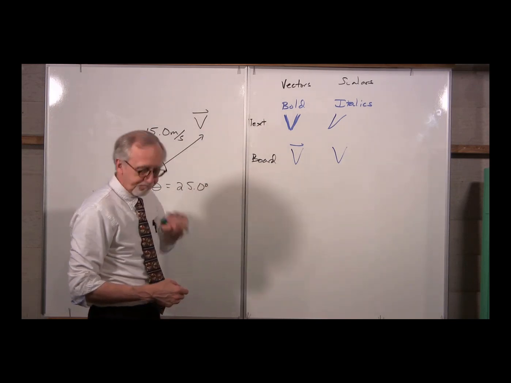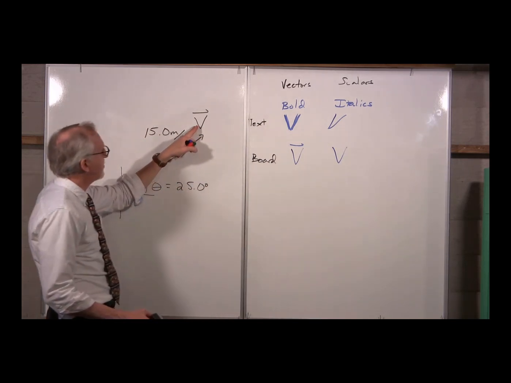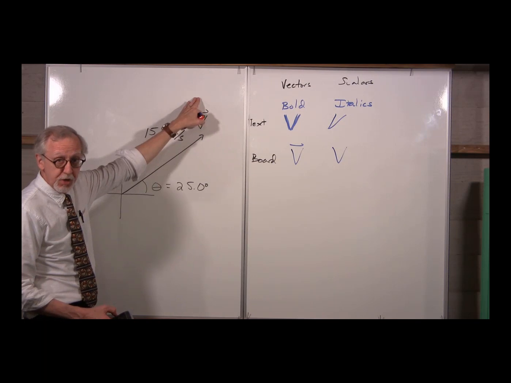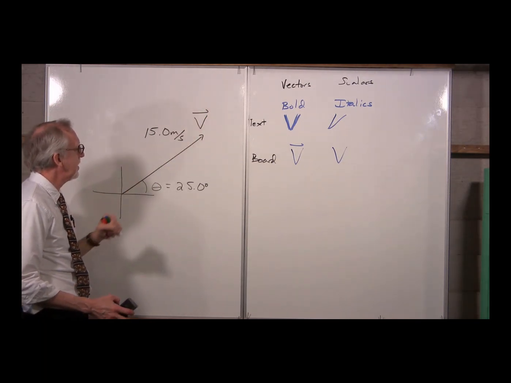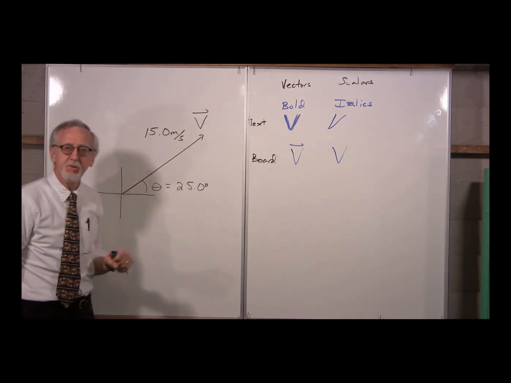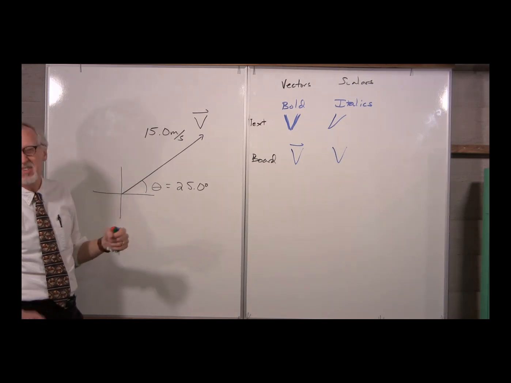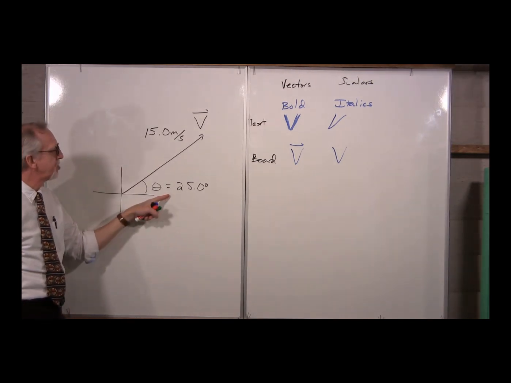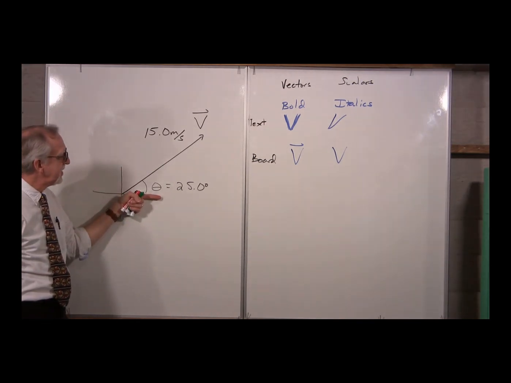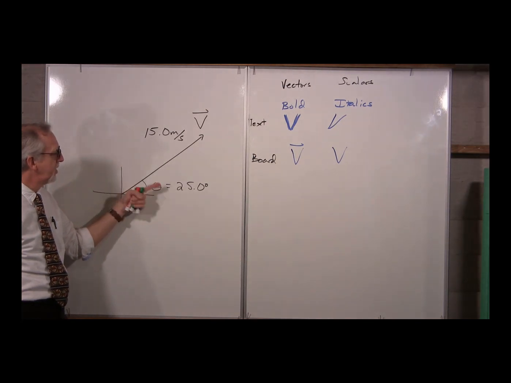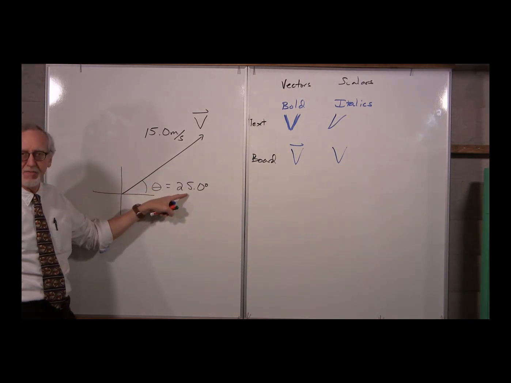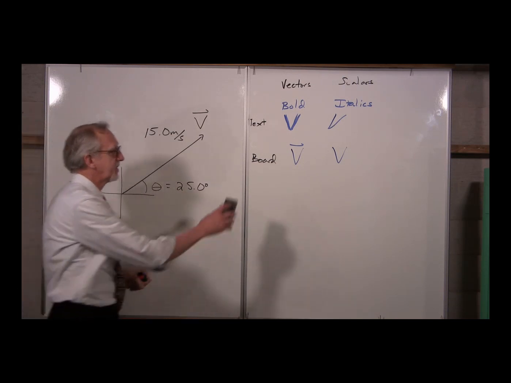All right, so there we go. This vector v, it's a vector because we know it's got a vector sign there. So a vector v, we might say, has a magnitude of 15 meters per second. Maybe this is a velocity vector. And the direction would then be, we would say in this case, 25 degrees above the x-axis.